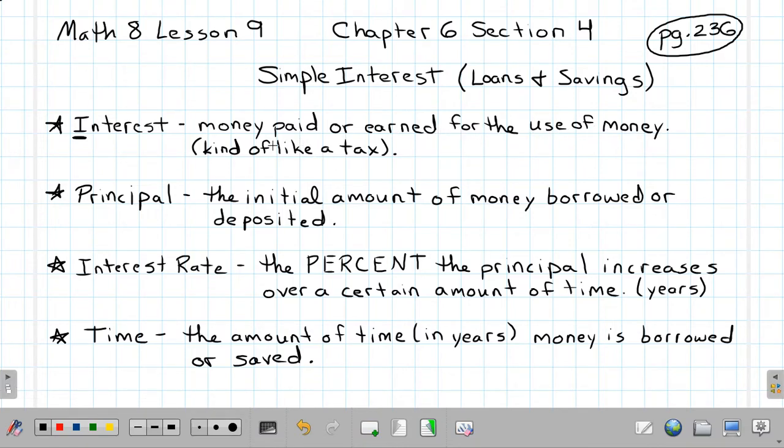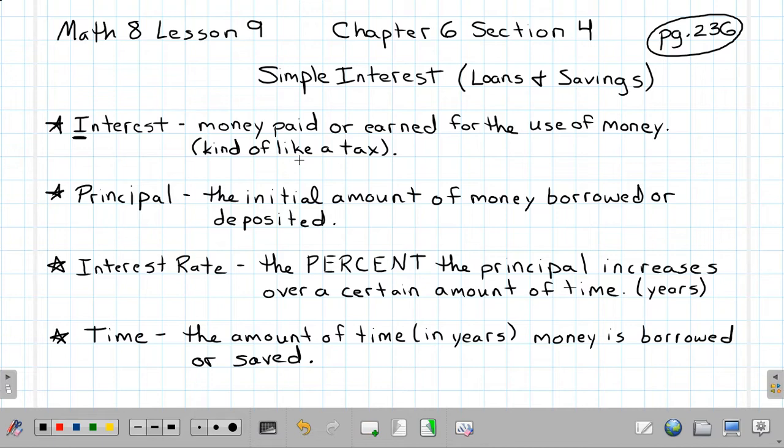Okay, and you can kind of think of interest as kind of like a tax. And the way it works as a tax is it always increases the amount of money that you have or the amount of money that you owe. So in terms of loans, the interest in a loan is how much more money you have to pay back. Interest in terms of a savings account is how much more money that you earn, how much more money gets put into your account. So interest is basically like a tax.